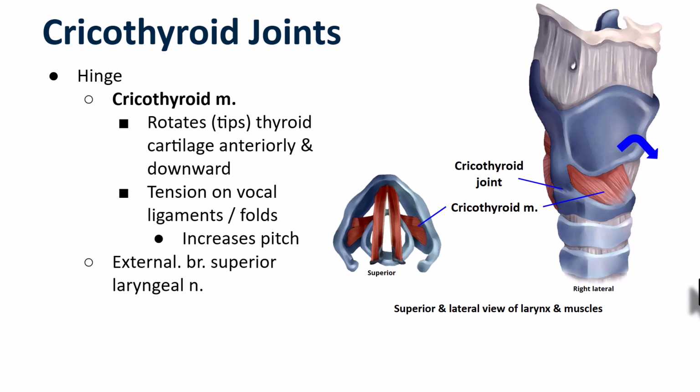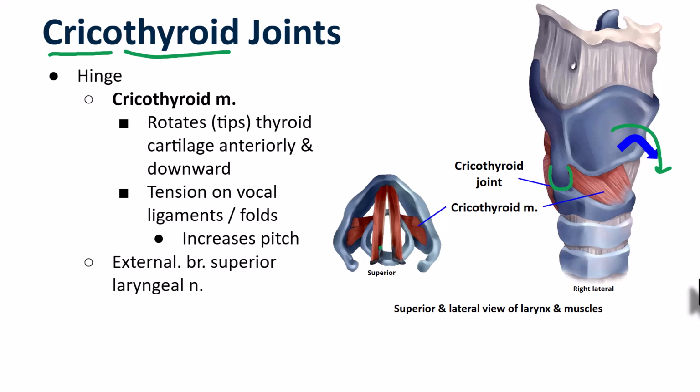And let's start with the cricothyroid joints. There's a lot of information in the name. So cricoid, thyroid. So the cricothyroid joint is a hinged joint formed between the inferior horn of the thyroid cartilage against the cricoid cartilage. When active, that tips the thyroid cartilage anteriorly and slightly downward.